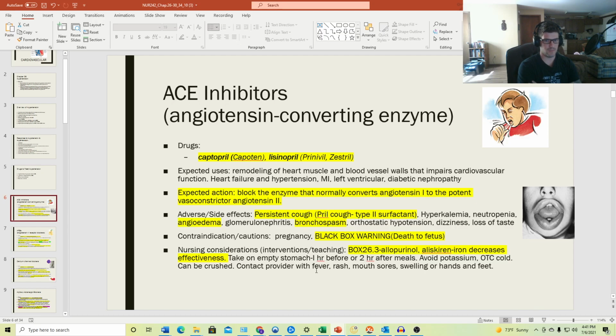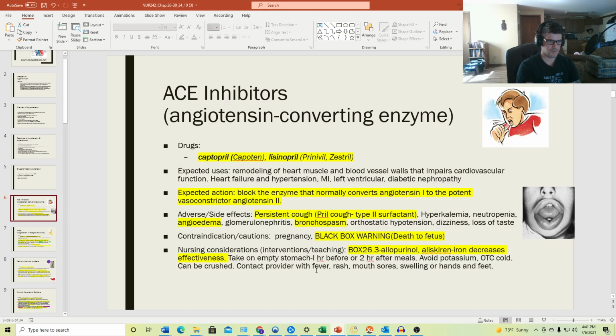Avoid potassium and over the counter cold medications. It can be crushed. Contact provider with fever, rash, mouth sores, swelling on hands or feet. Okay, so why have I highlighted what I have highlighted here? If you want to take a look at it, or if you're just listening, that's fine.